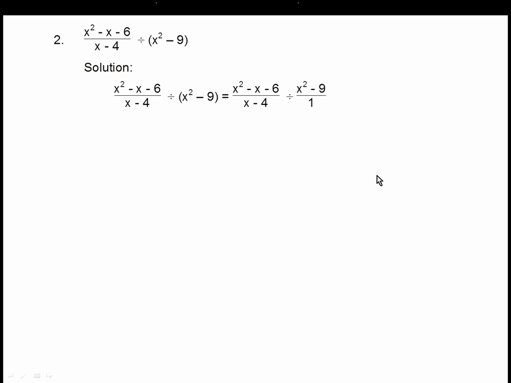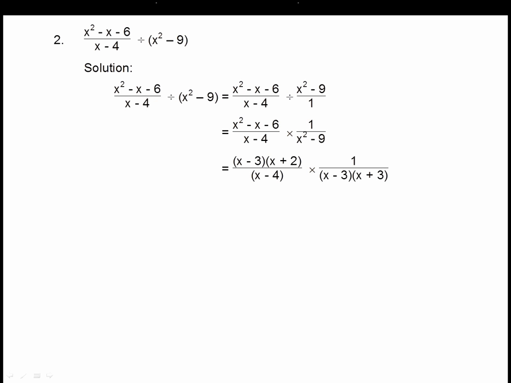Now in order to divide, remember, invert the second fraction and multiply. So we're going to invert the x squared minus 9 over 1 as 1 over x squared minus 9. So we've inverted. Now we're getting ready to multiply, which really means factor everything. X minus 4 is factored, so I'll just put it in parentheses. This numerator factors as (x minus 3)(x plus 2). This denominator is a difference of squares, so it's (x minus 3)(x plus 3). So there I factored everything in sight. And now we get ready to cancel. It looks like the only thing that's going to cancel is the x minus 3's.